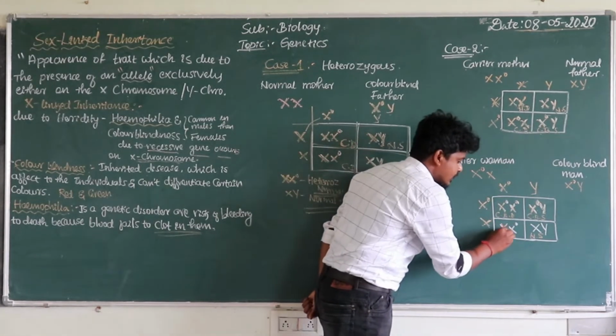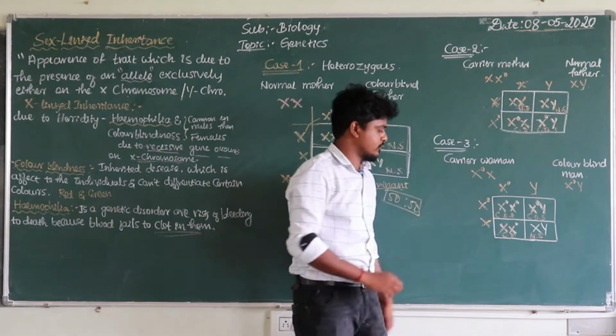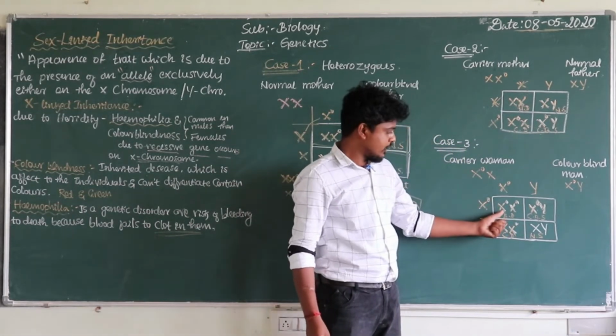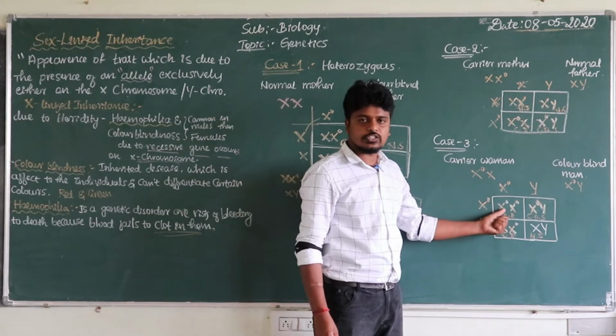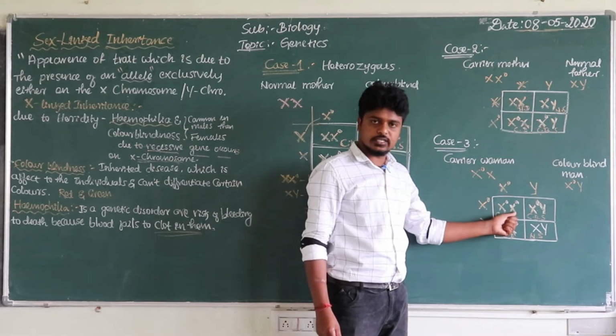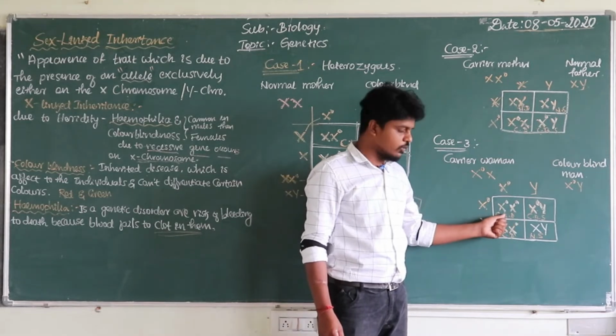X and X, carrier daughter here, and here the colorblind daughter. Have you understood now? It's a domination. This gene which is dominated is suppressed by the other genes. Yes or no? So that's why there is a colorblind daughter.